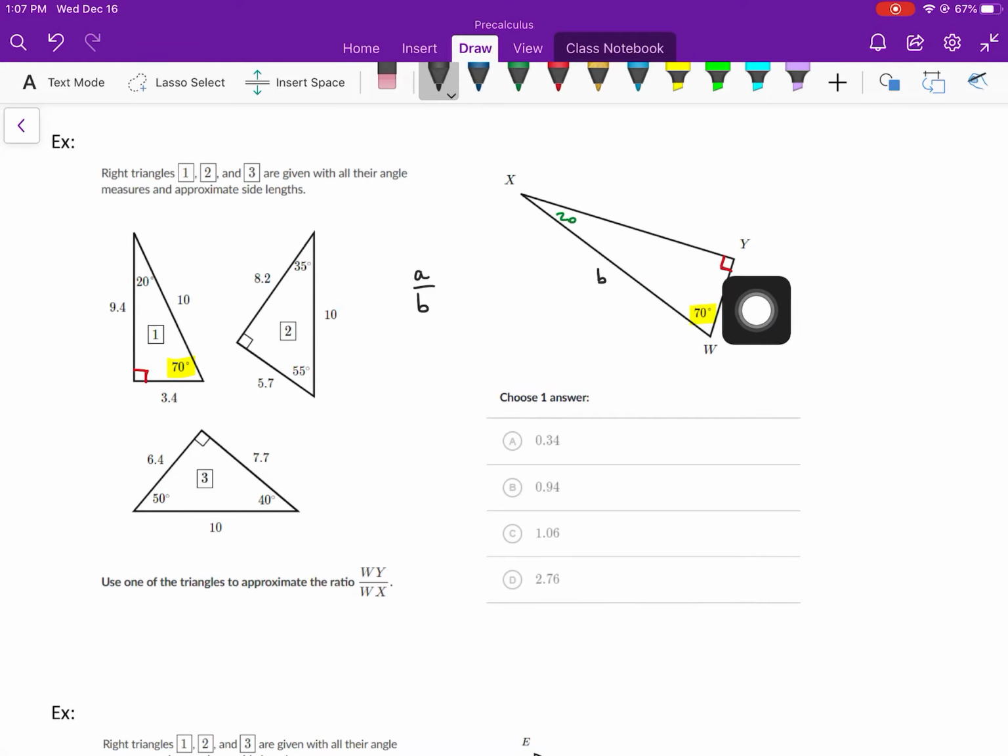And then A is this side adjacent to the 70 because it's next to the 70, it's adjacent. And then the third side we would call opposite. So in reference to the 70, this would be adjacent, and this one would be opposite. Opposite because it's across from it, adjacent because it's next to it. So looking at the 70-degree angle, we want the little one next to it, which is 3.4. And we want to also use the hypotenuse, which is 10. We always know it's the hypotenuse because it's across the right angle.